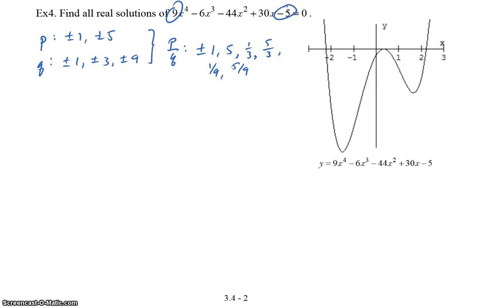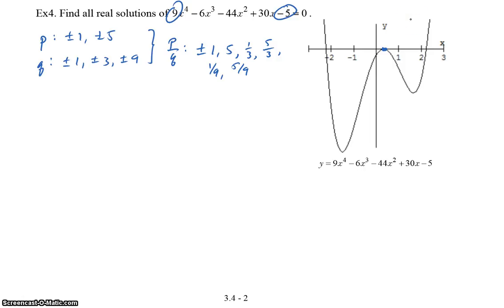Okay, so those are the candidates for rational zeros. Plus or minus 1, 5, 1/3, 5/3, 1/9, 5/9. Let's see if we can use the graph to find a number in that list that looks like it's an x-intercept. So taking a glance here, 1 and 5, I don't see anything there. 1/3. 1/3 looks like a good possibility. That would be right here.